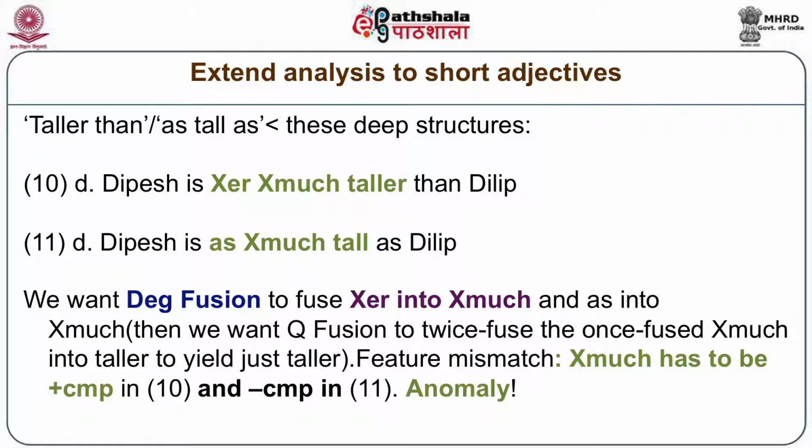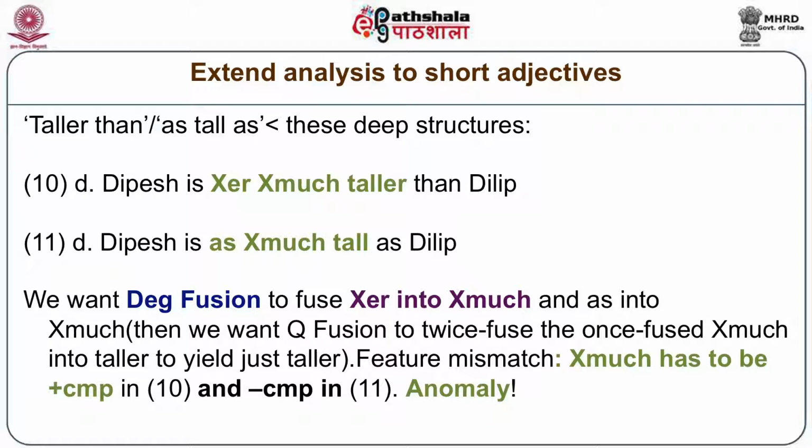Notice that we're introducing short adjectives which have the special property that they copy the comparative or superlative material onto the body of the adjective itself. They don't leave it on the quantifier or on the degree word. You need to compare the comparative sentence, Dipesh is taller than Dilip, 10, with the positive sentence, Dipesh is as tall as Dilip, which has the deep structure counterpart, Dipesh is as X much tall as Dilip.